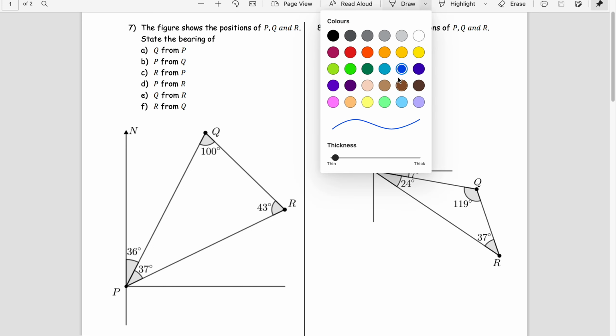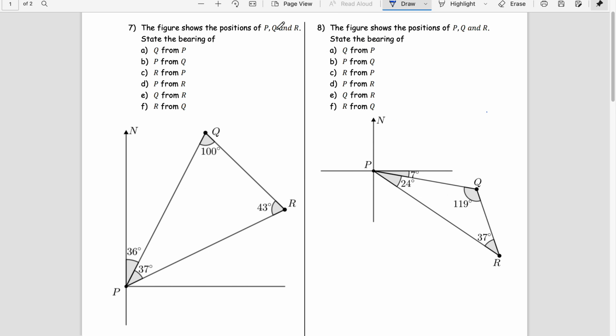So look at this first question. It says that the figure shows positions of P, Q and R. This is P, this is Q, this is R. It is a triangle and state the bearing of Q from P. Bearing of Q from P. So first if we sit at P, this is the required angle. So your answer is 036 degrees.